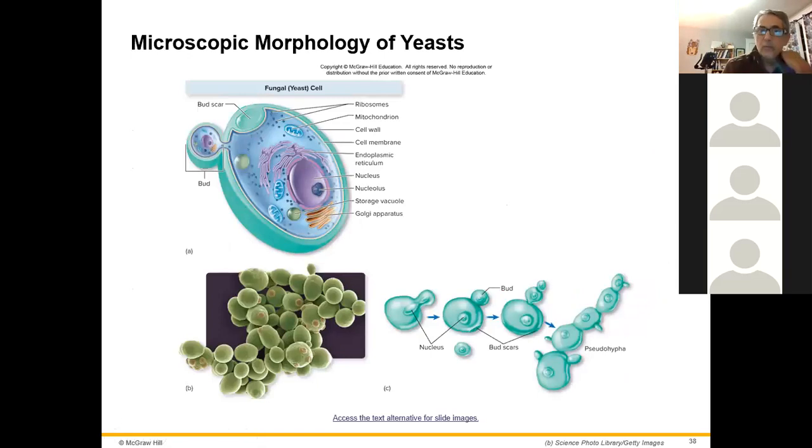So the microscopic morphology of yeast, they are a eukaryote. So they have a nucleus, they have mitochondria, they have Golgi apparatus. They have a cell wall, which is made of chitin. They have ribosomes like our ribosomes. One way they can reproduce is they can just bud off a new cell, replicate the genetic material, and this will just bud off, and they will just keep doing that. You can see new fungal cells here budding off of these cells.